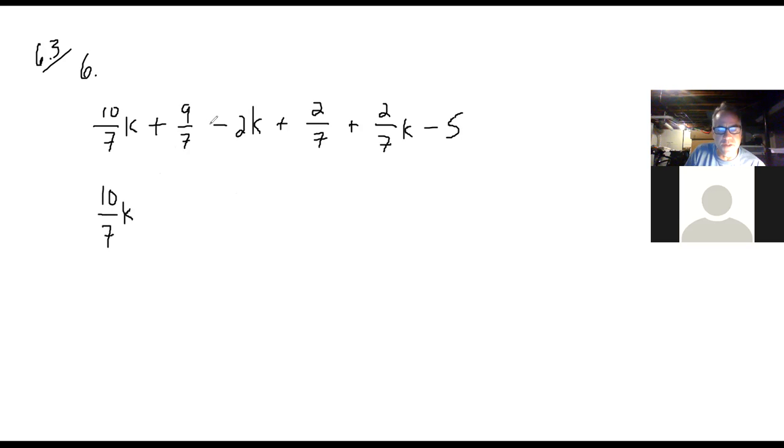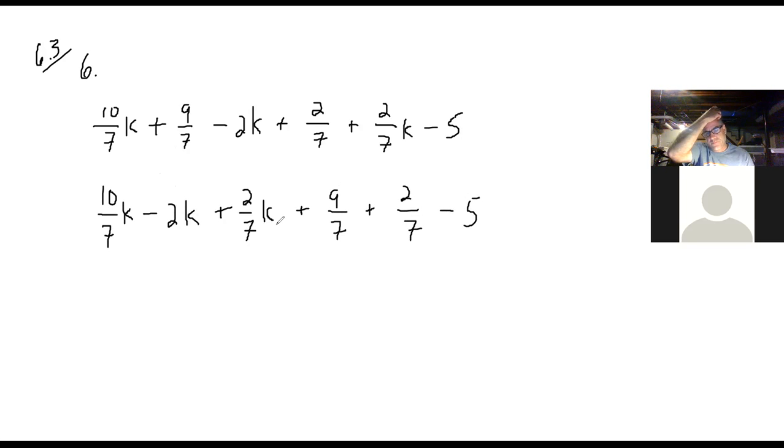So just for clarity's sake, I'm going to rearrange these like this. I put together the like terms that have the variable factor of k. Then I'm going to group up the constant terms. And you're just putting the addition symbol in between because they're positive fractions? Yep. And then I see minus 5. Right here I saw minus 2k, so that stayed subtraction.